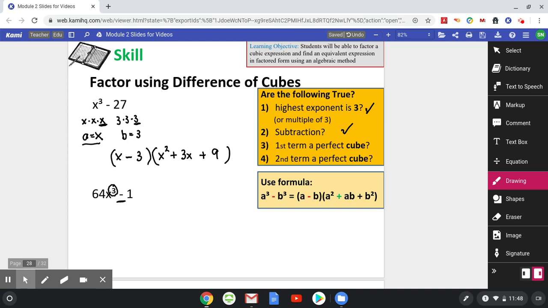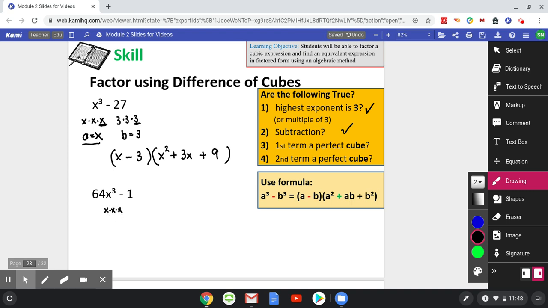Step 3, we have to determine whether the first term is a perfect cube. And the first term in this case would be 64x cubed. So both the 64 and the x cubed need to be a perfect cube. Let's start with the letter. If you have anything with an exponent of 3 or a multiple of 3, it is a perfect cube. So x times x times x would give us x cubed.